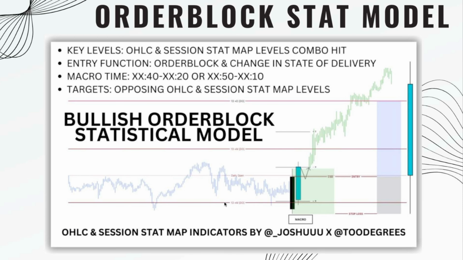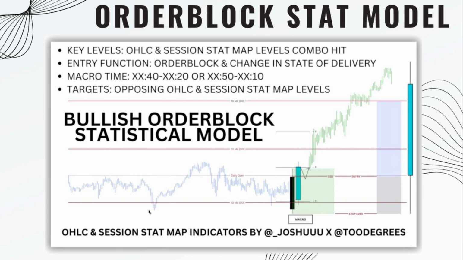Here we have a bullish order block statistical model example diagram. As you can see, same concept. Key levels are going to be the OHLC session stat map level combos that are hit. Entry function will be the order block and change of state of delivery. Macro time, I generally like to use 40 to 20, or you could go with the normal 50 to 10 by ICT. Targets are going to be the opposing OHLC and stat map or session stat map levels as well.